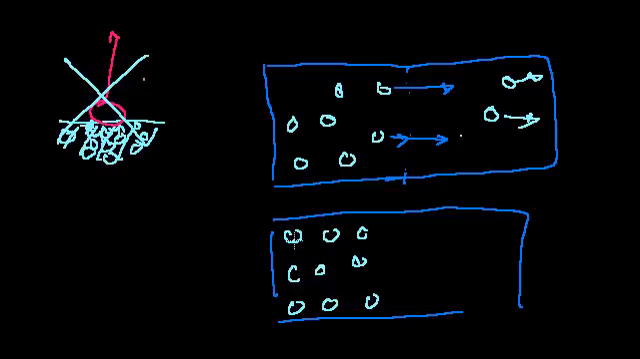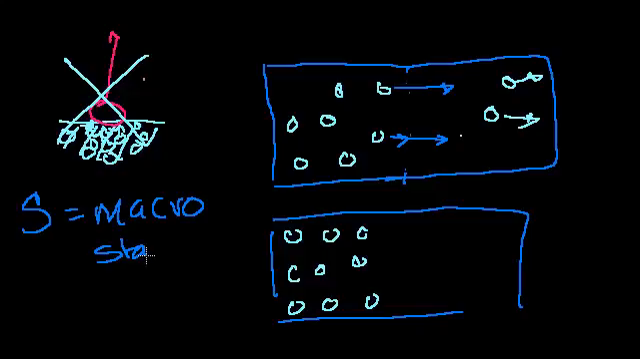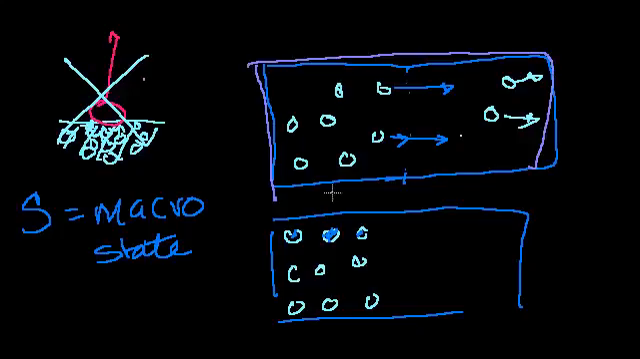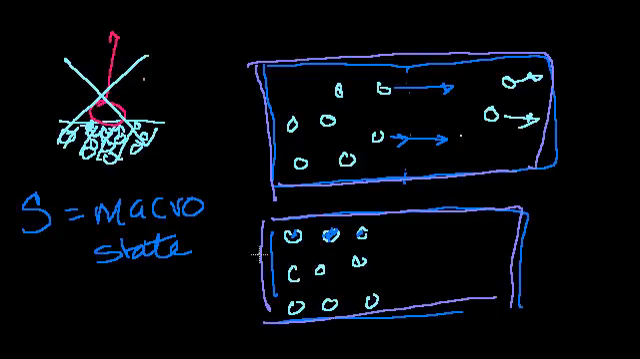And even more, and I want to make this very clear, S is a macro state. We never talk about the entropy of an individual molecule. If we know what an individual molecule is doing, we shouldn't be worried about entropy. We should be worrying about the system as a whole. So even if we're looking at this system, if we're not looking directly at the molecules, we won't even know that this happened.